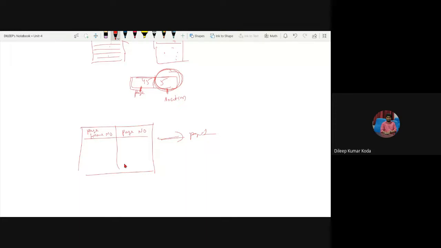So your processor will generate an address. Based on the address, you will find the information. So this is the address. The address consists of two fields. The first field indicates a page number and the second field indicates the page frame. Let's say.